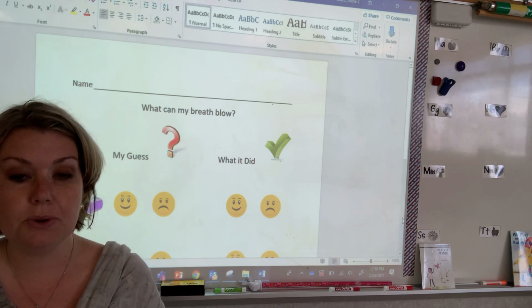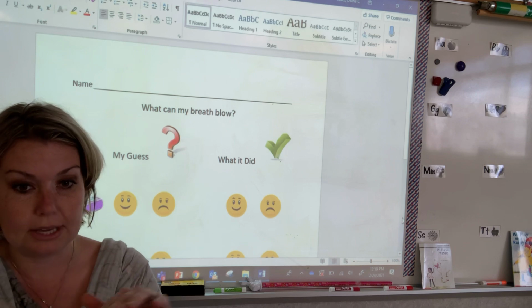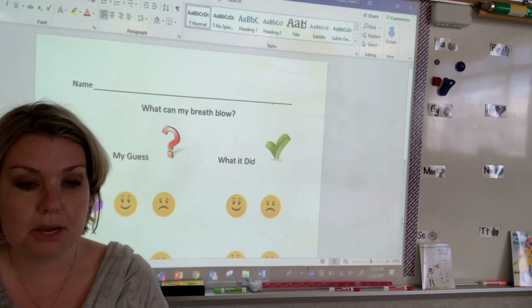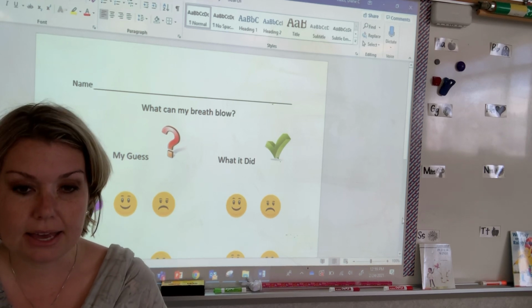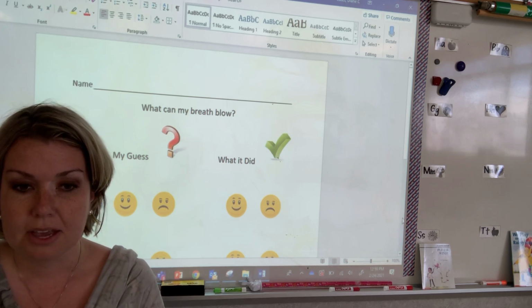Motion is when the object moves. The motion could be rolling. The motion could be falling. The motion could be sliding. All of those things are motions.